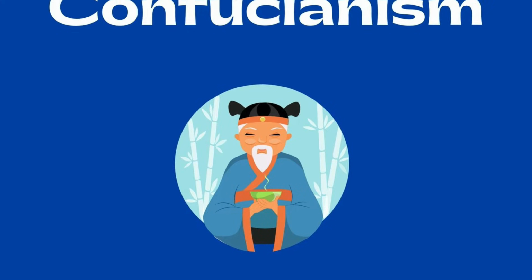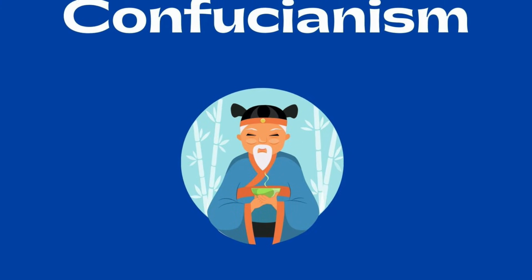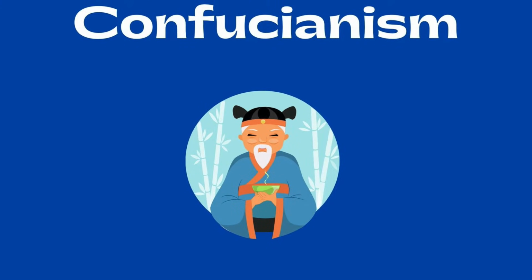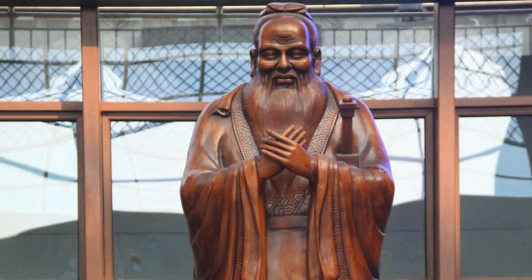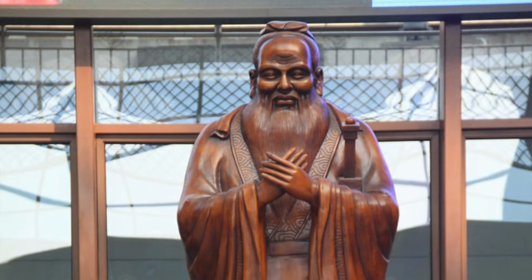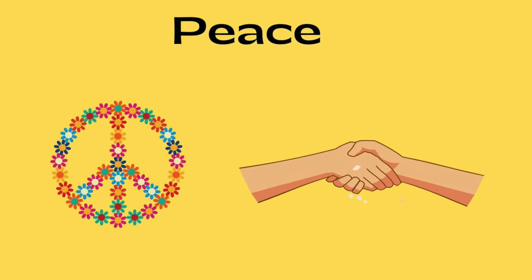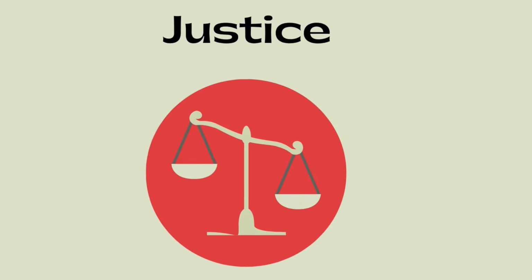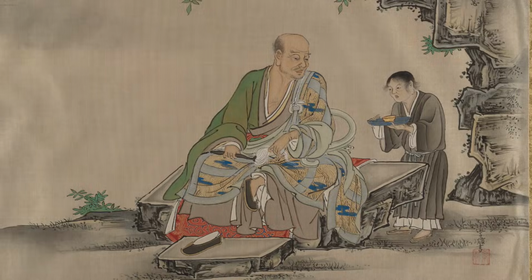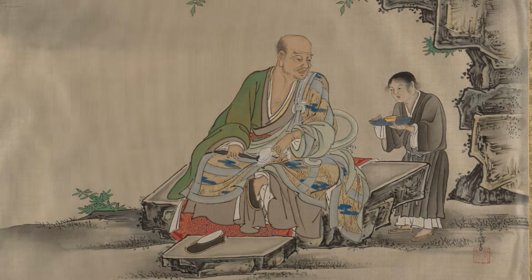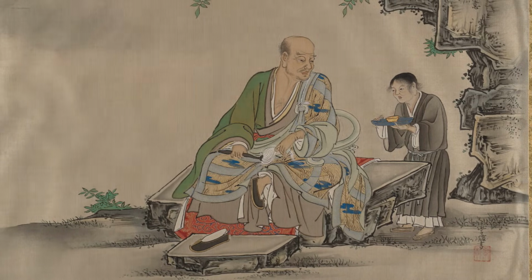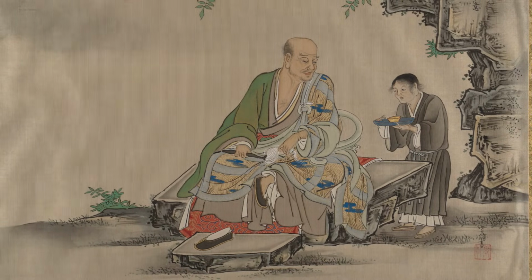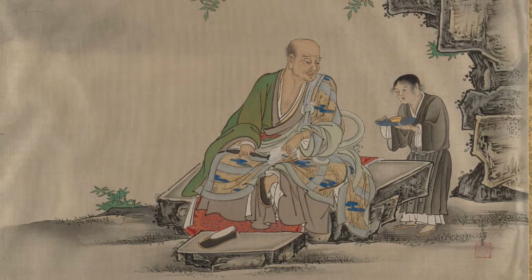Next on the list is Confucianism. Confucianism was started by Confucius, who was the most renowned of all the ancient Chinese philosophers. The goal of Confucianism was to create a society of peace and justice. Understanding your role in life was key. People at the top must set good examples, and people at the bottom must respect and obey those above them.